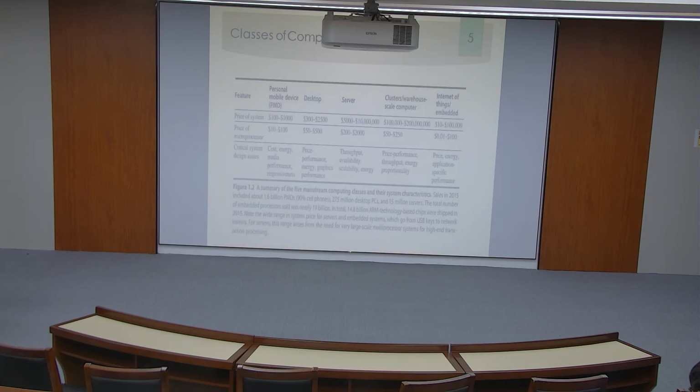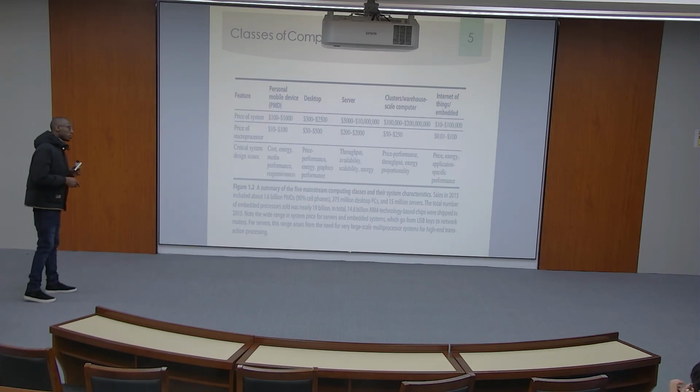Now, let's have a look at this class of computers, their price, the price of the microprocessor, and the critical system design issue linked with each of these classes of computer. If you look at PMD, personal mobile device, these are the price of the system itself and the price of the microprocessor. The critical system design issue linked with this class of computer.